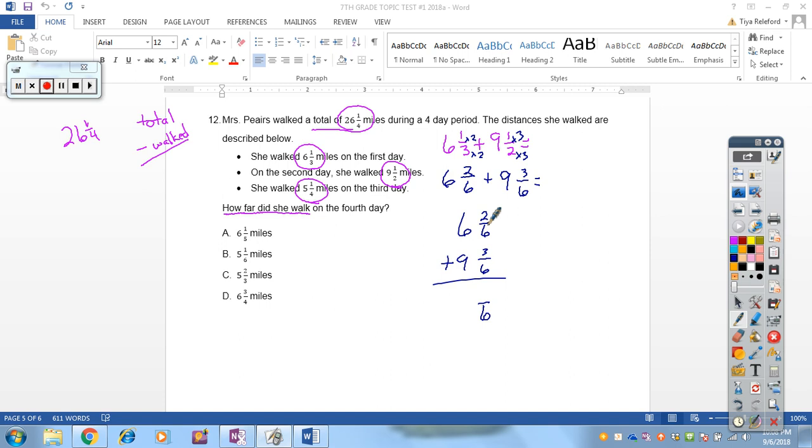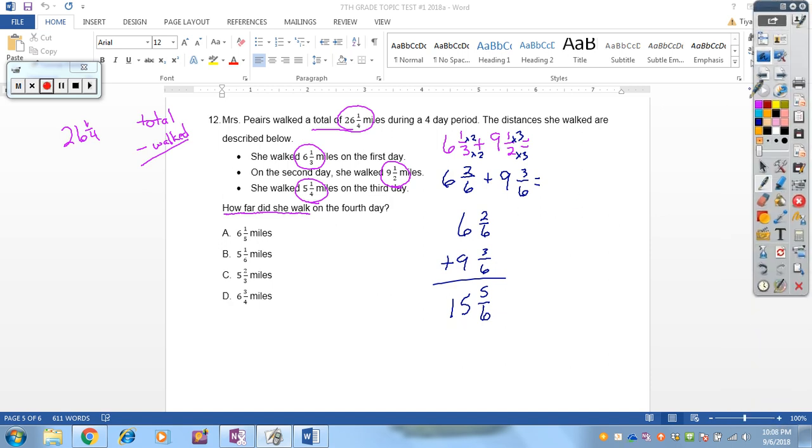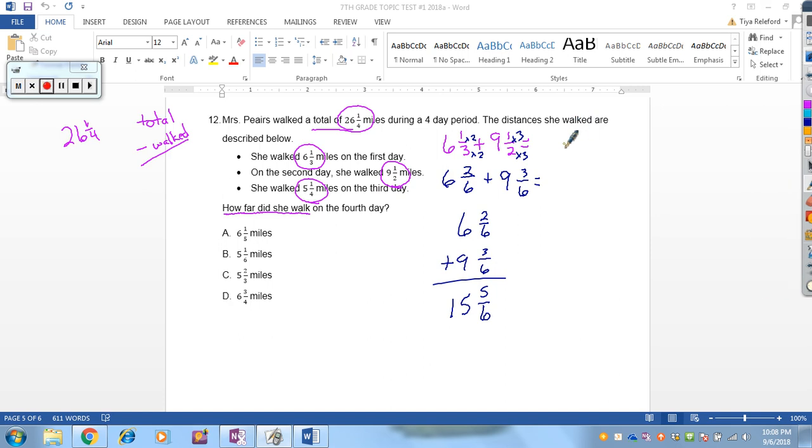Denominator stays the same. 2 plus 3 is 5. 6 plus 9 is 15. If I go too fast, push pause, catch up with me, and then double check your work. If you are just copying my work down, you're wasting your time. You might as well quit. So now I have 15 5/6 plus 5 1/4.